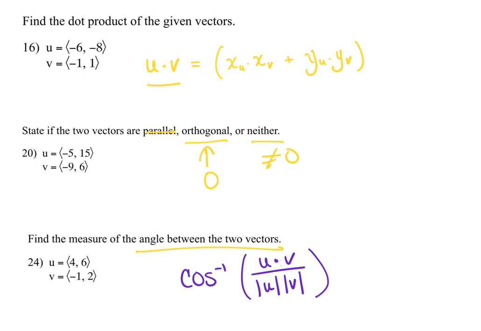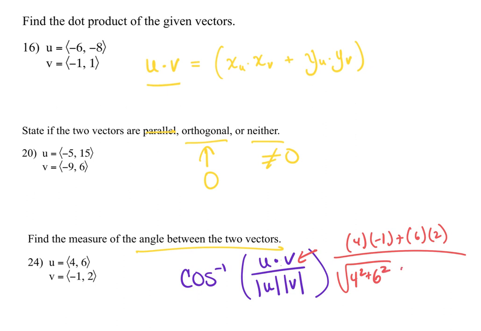For this one, the dot product is just what we did up there: 4 times -1 plus 6 times 2. That's my dot product. My two magnitudes are 4 squared plus 6 squared under the root, times -1 squared plus 2 squared under the root. Magnitude is just what we found on the first page. That's just the notation for magnitude.